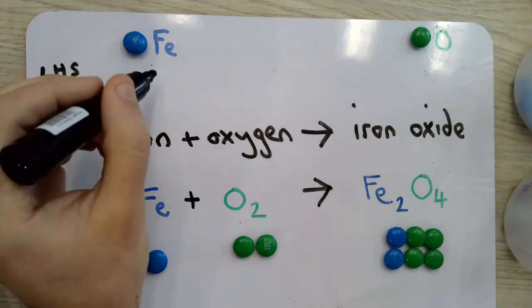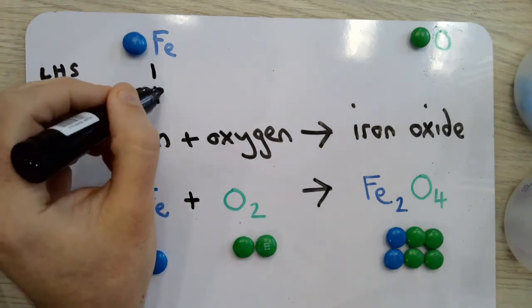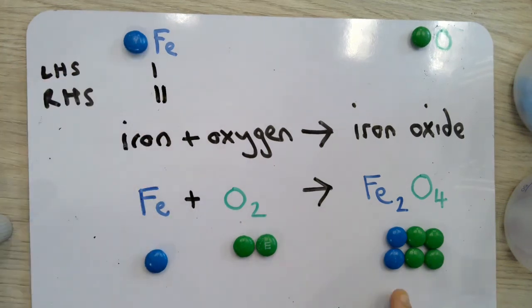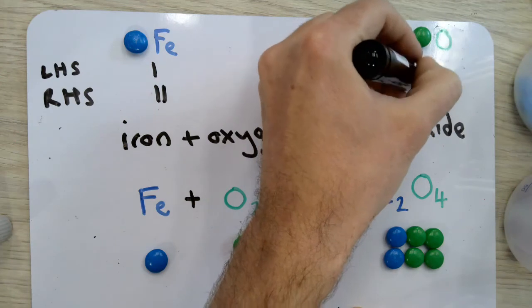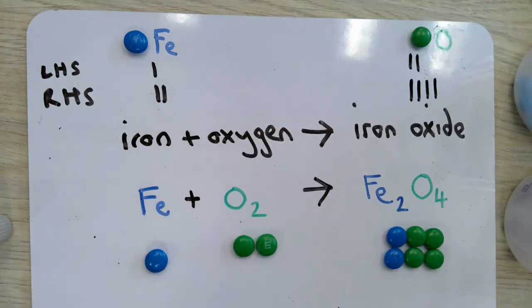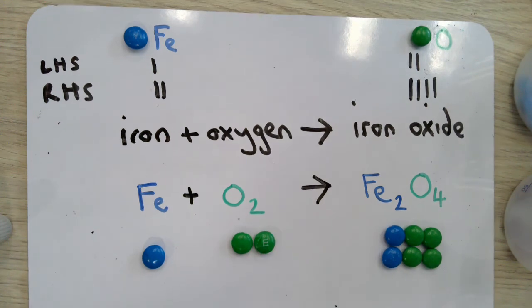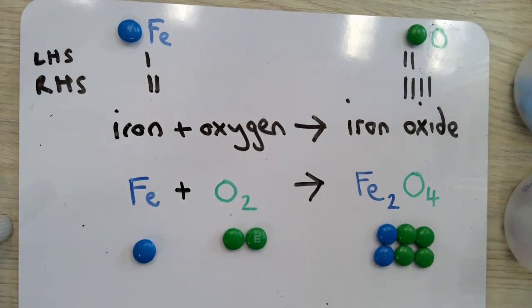We've got 1 iron and then 2 iron, and we've got 1, 2 oxygen on the left, and then 1, 2, 3, 4 on the right. So this is very much an unbalanced situation. The question is, how do we resolve it? Well, this is one of these ones where it's actually 2 steps that we have to do.